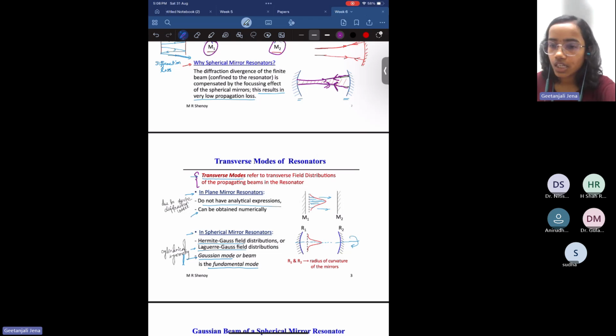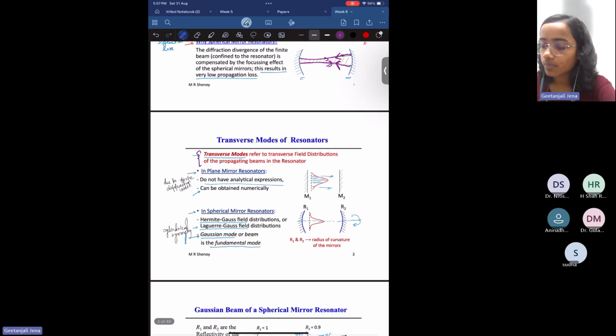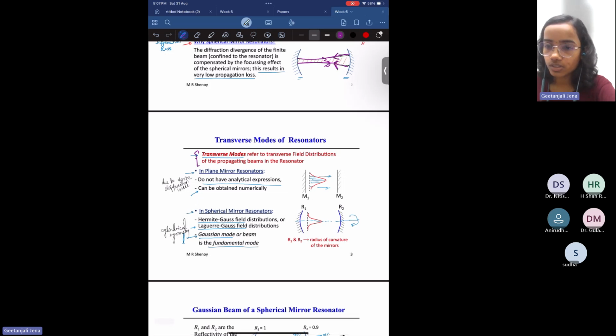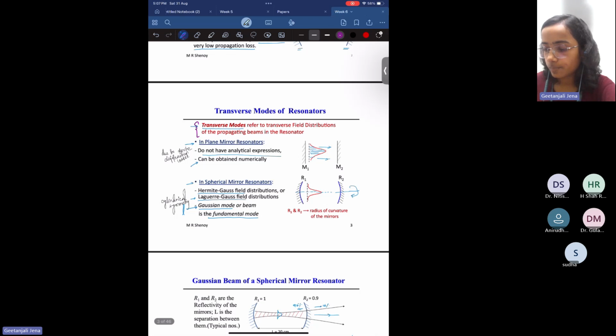In a plane mirror resonator, we don't have any analytical expression because of the diffraction losses. If you want to find the expression, we have to do it numerically. In a spherical mirror resonator, the transverse mode can be written as either a Hermite-Gauss or a Laguerre-Gauss field distribution. It's a multiplication of two functions: one is a Gaussian field and the other is a Hermite polynomial, or a Gaussian field multiplied by a Laguerre polynomial.